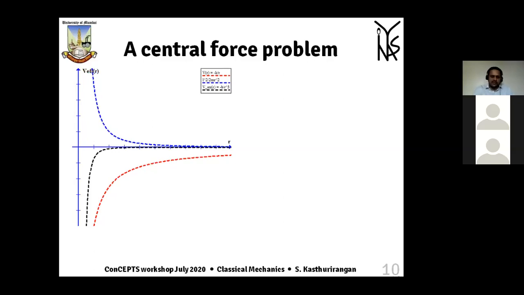So the blue curve is the centrifugal barrier. It's a positive part. And of the red and black curves, the red is the original central Kepler potential, and the black is the additional term, minus beta by r cube.